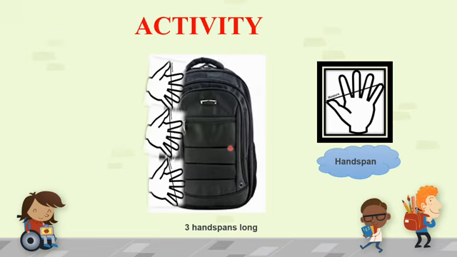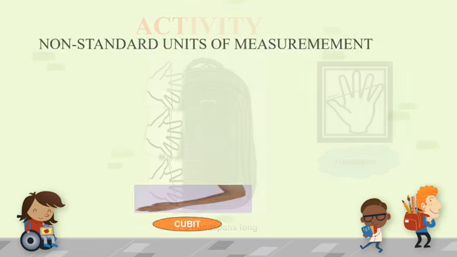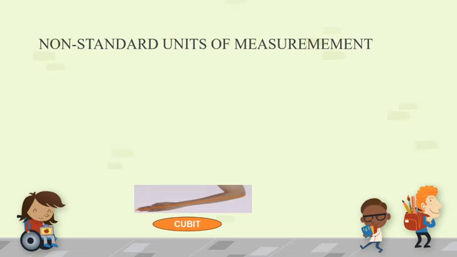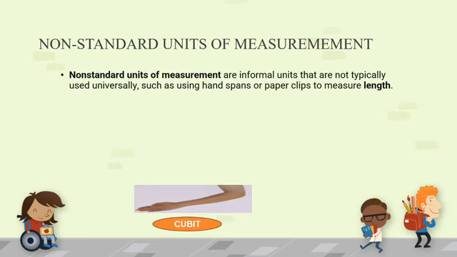Yes, because everybody's hand is not of the same size, right? Some might be small, some might be big, right? So that is why hand span is a non-standard unit of measurement. What are non-standard units of measurement then?